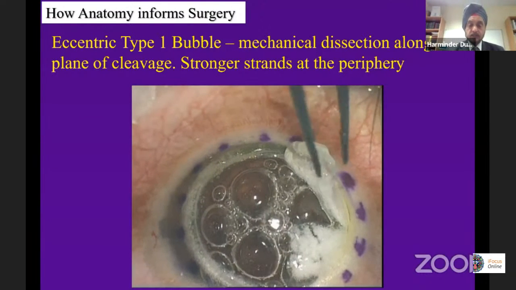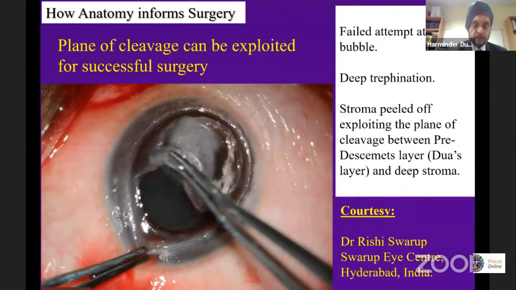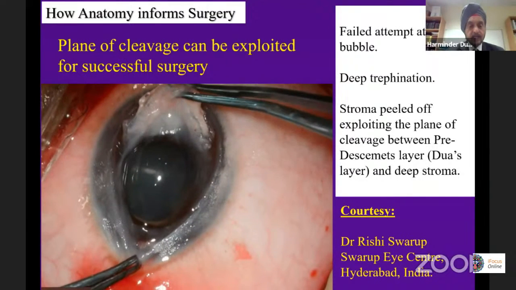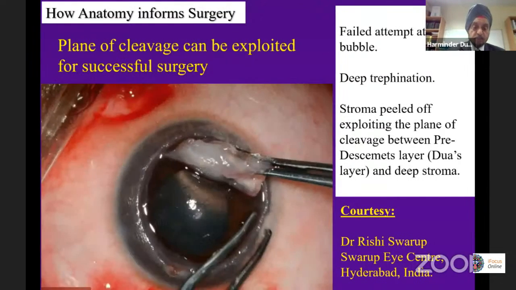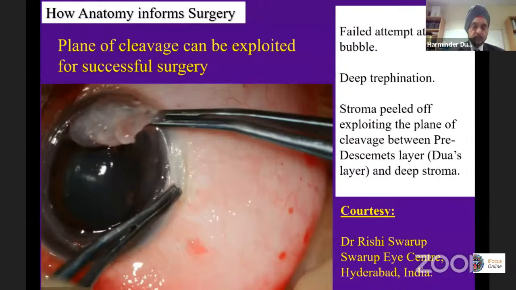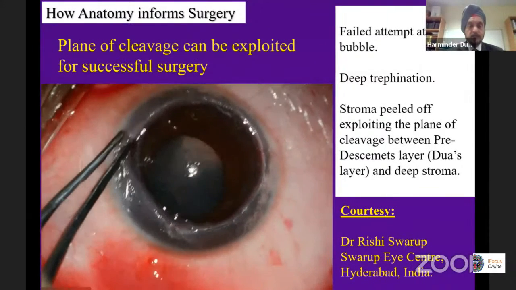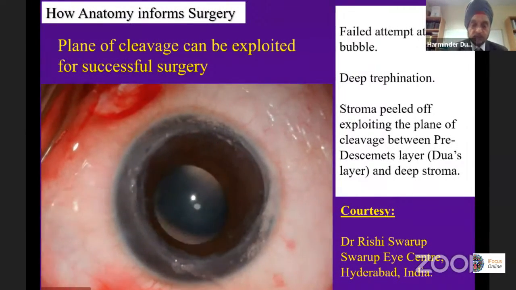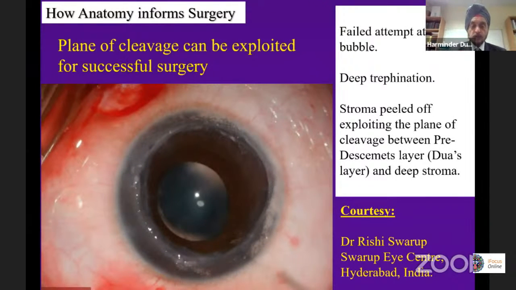Now, this is again Rishi Swaroop's video, excellent. They tried viscoelastic to create a bubble in DALK. It didn't work. Physically, you can peel off the cornea. Look at the force they're putting, and you get a beautiful plane of cleavage between the posterior cornea and the pre-Descemet layer. If you do that much force on the Descemet membrane, it's going to burst on you. So knowledge of that existence of that cleavage plane is very important, because you will not always get a good bubble of the right size, and you have to resort to other maneuvers, and this is one of them.